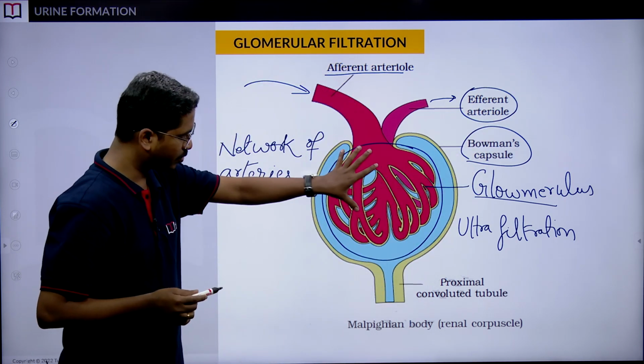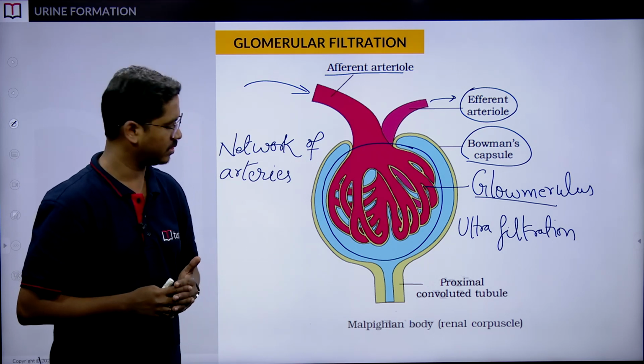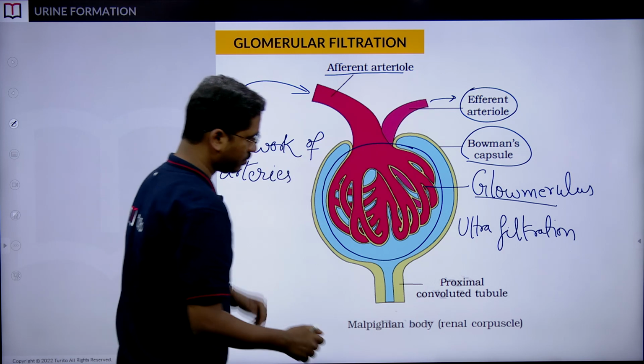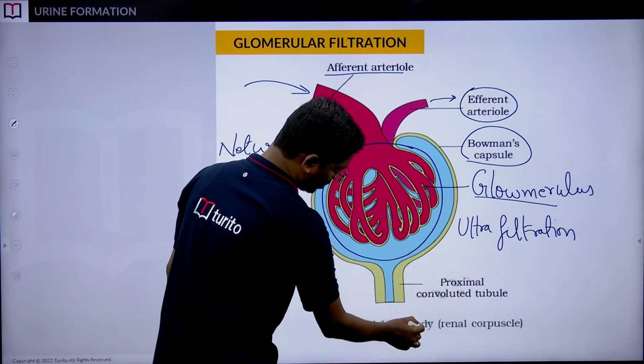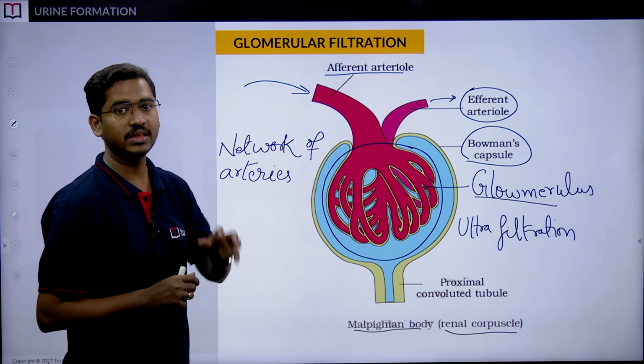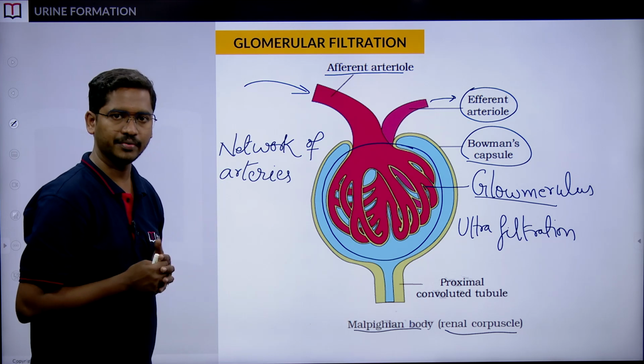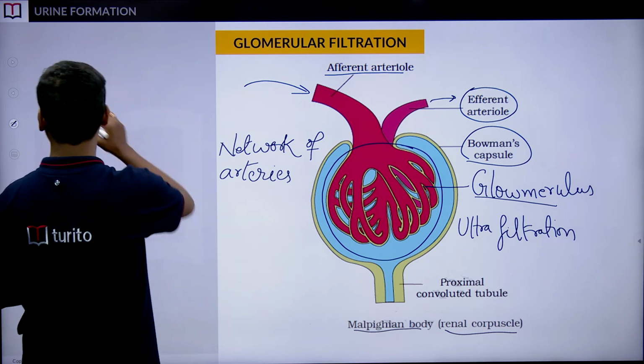So, this is where the first step of urine formation happens, got it. This whole system is also known as Malpighian body or renal corpuscle. This is the system what we have. This is where the first step of urine formation begins. Hope you understood that.